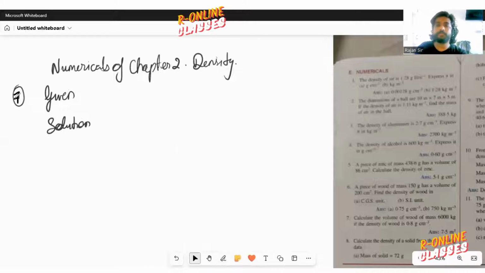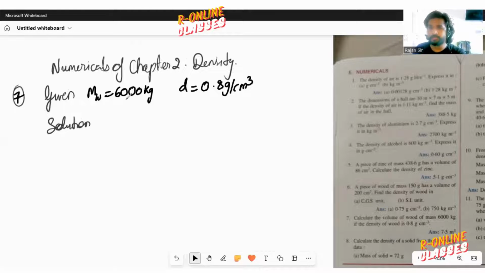7. Calculate the volume of wood of mass. Okay, so the mass of the wood is given. Again, we have 6000 kg. Now this time it is given in SI. And the density is given as 0.8, okay, now density is given in CGS unit. So 0.8 gram per centimeter cube. The best part would be to convert any one. So we understand 6000 multiplied by 1000 will be a big number. So I'm converting the density.